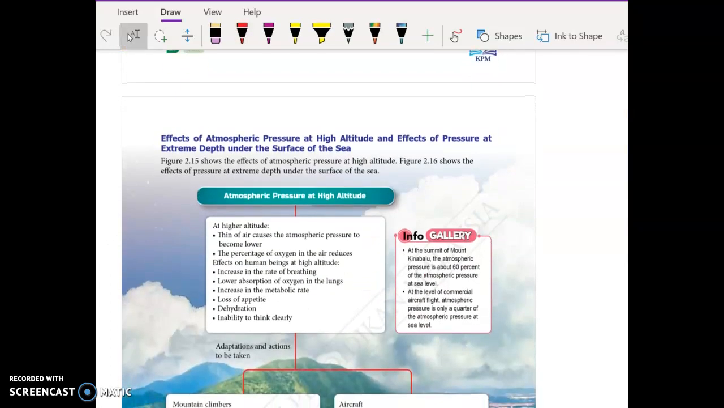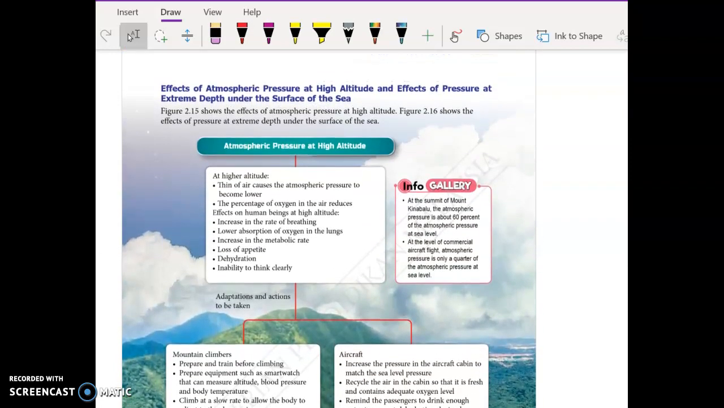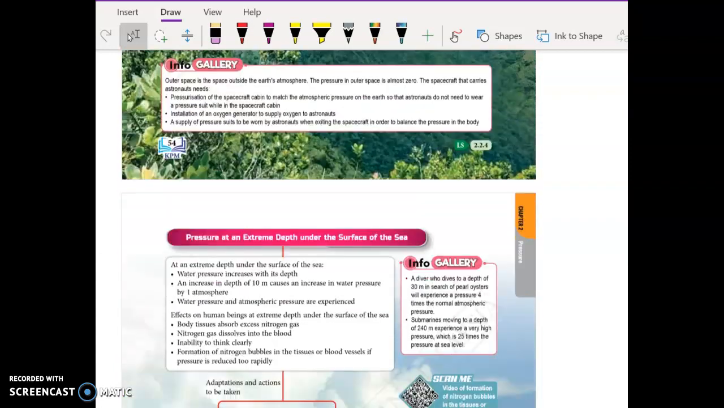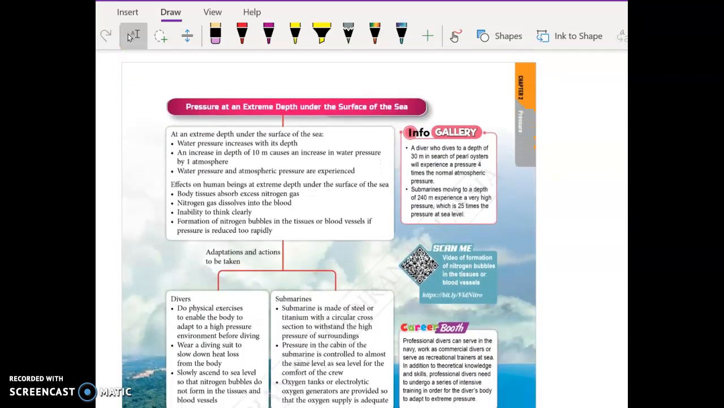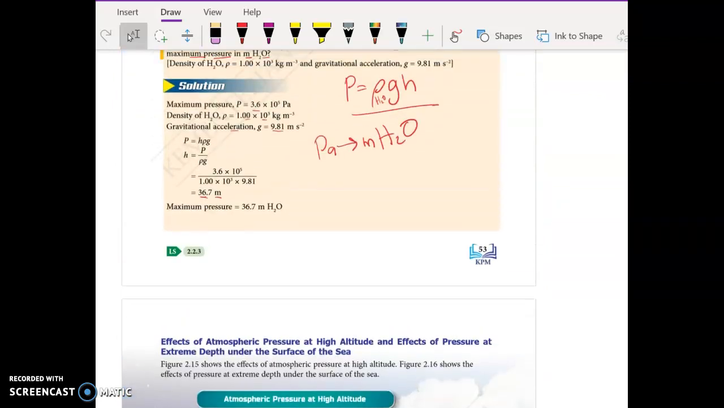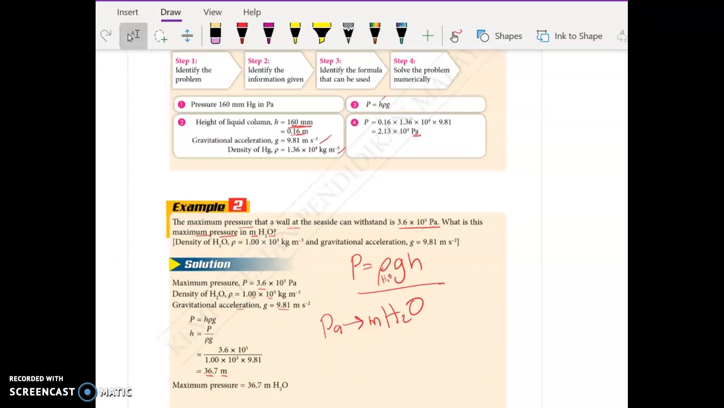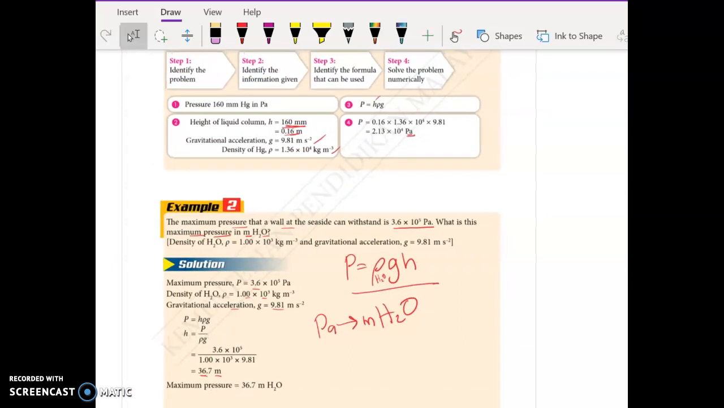Okay, so next is the effects of atmospheric pressure at high altitude and effects of pressure at extreme depth under the surface of the sea. So also I'm going to leave that to you to present. Okay, so now let's go to some real example questions.